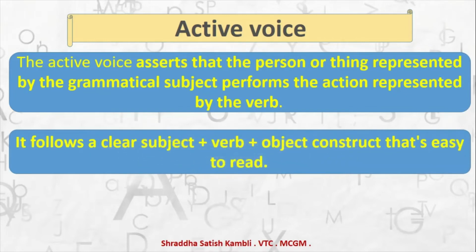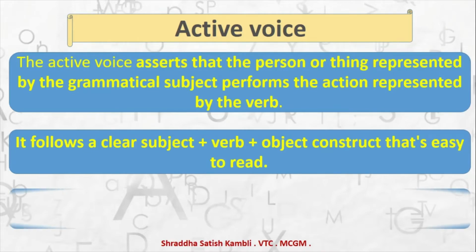Now, it follows a clear subject, verb, object construct that's easy to understand. So now a sentence usually is constructed like this. SVO pattern we say. Subject, verb, object pattern. So now the sentences in active voice, they follow the clear-cut subject, verb, object construction. That is why you remember I told you that most of the sentences that we use are in the active voice. Passive voice is not used that much in daily life.